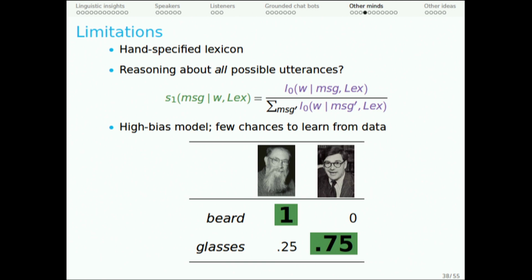And then it's a very high bias model. Because I hand specify this and there's no learning, I don't have many chances to learn that, for example, people love to say beard for David Lewis because his beard is so visually salient.